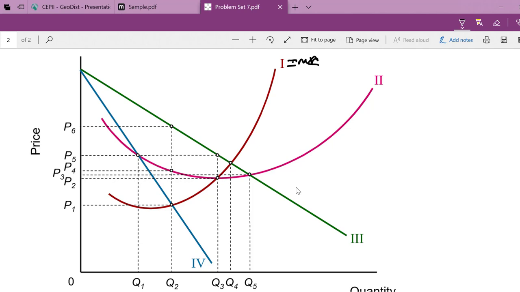Anyone else? I want to hear from everyone, please. Average cost, yeah? It's U-shaped. It's average cost. And the third one? Anyone else, please? Demand. Yes, it's average revenue or demand.